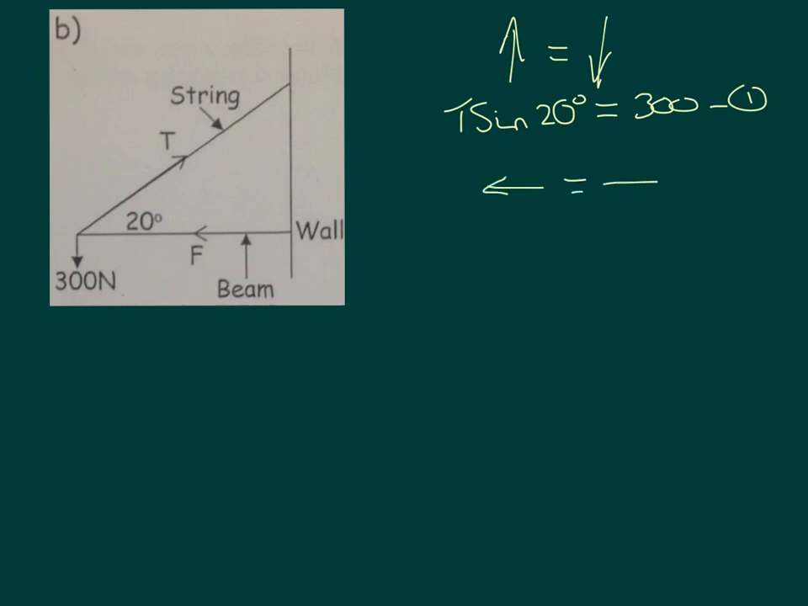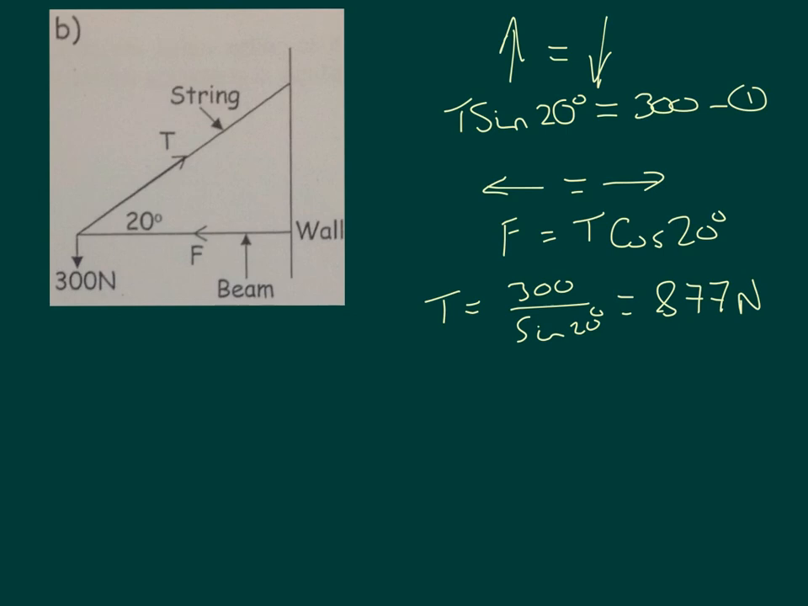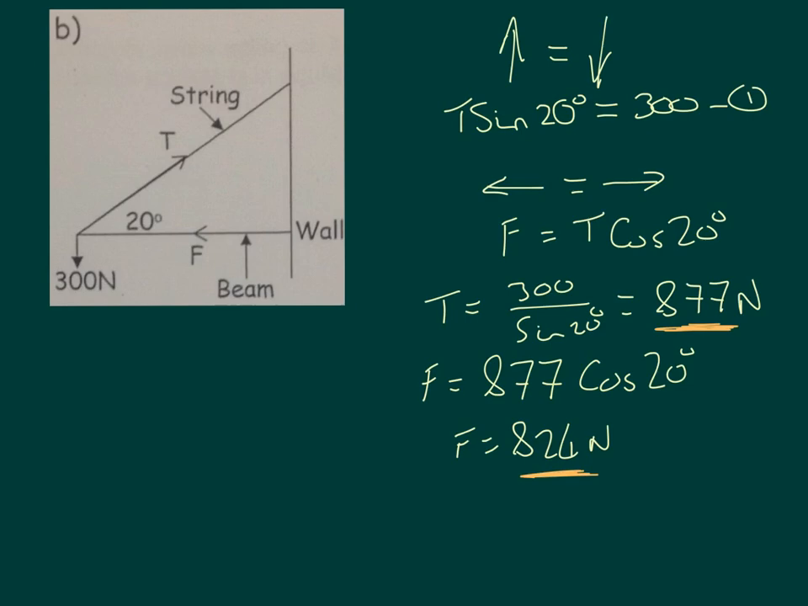Forces to the left equal forces to the right as well. And so F is going to equal T cos 20 degrees. So from this first equation, T is going to be 300 over sine 20. And that turns out to be 877 newtons. And now we can substitute that back into our other equation here. So 877 cos 20 should equal F. And that comes out to be 824 newtons. And that's it.